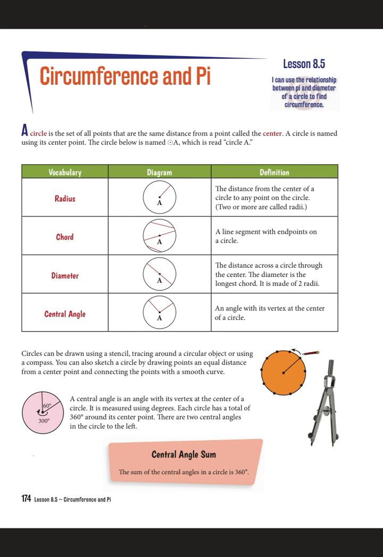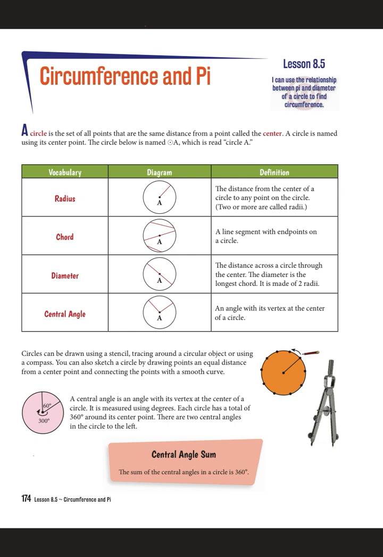The second vocabulary word is chord. You've got your diagram of a chord there, and a chord is a line segment with endpoints on a circle. The next vocabulary word is diameter. In the middle you have a diagram of the diameter, and the diameter is the distance across a circle through the center. The diameter is the longest chord. It is made of two radii.